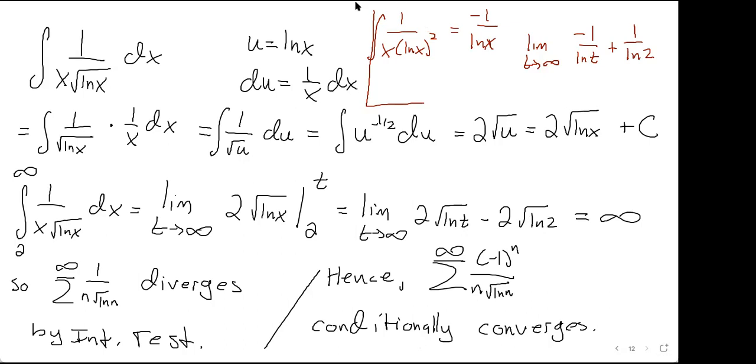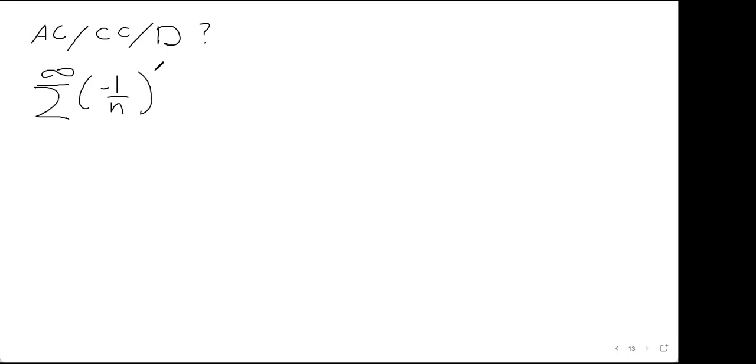All right, so then let's wrap this up with one last one. So the same setup. So this is absolute convergence, conditional convergence, or divergence. And we'll look at -1 over n to the n.